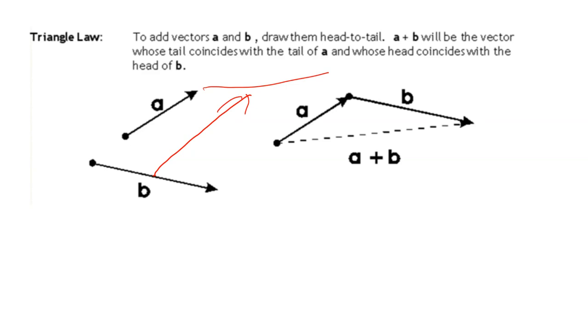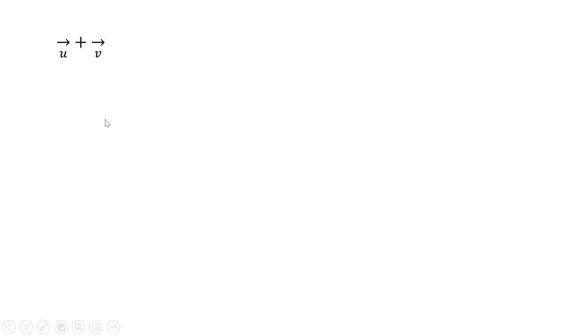The tail of one vector is put at the head of the other vector, and then that creates a triangle, because the third side of that represents the sum of those two. Okay, great. All right, so let's move on. Now we're going to show this to you a little bit more, hopefully explicitly.